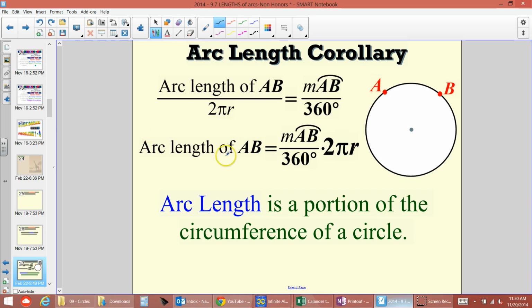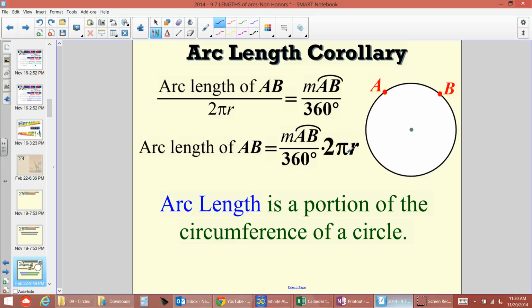But if I want to know how long the arc is of AB, I have to find the arc length, the measure of the arc, right? AB, the measure of the arc, and then divide that by 360 to find out what portion of the circle it is, and then multiply that by the entire circumference. Okay, notice 2 pi r, that's the equation for circumference.